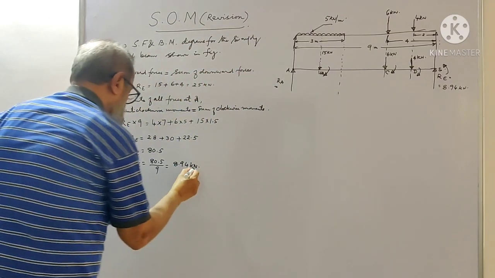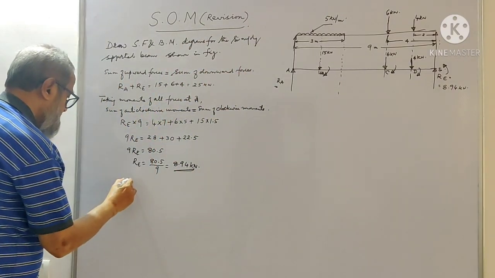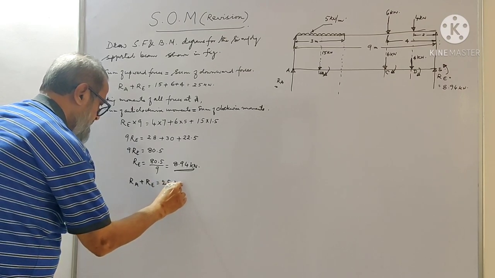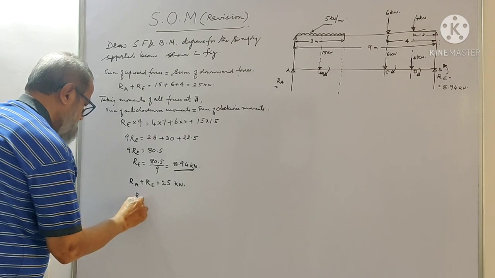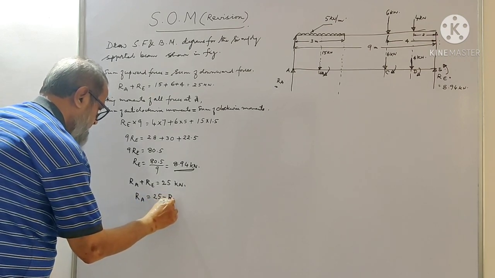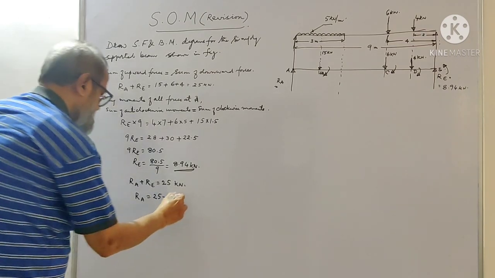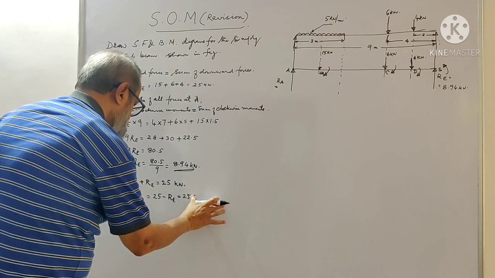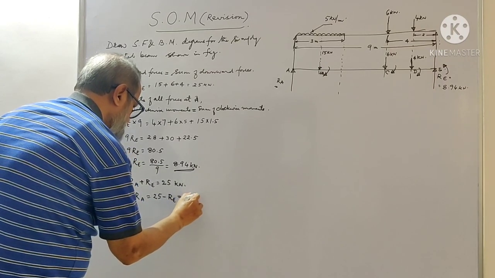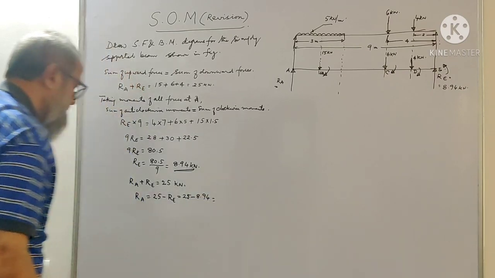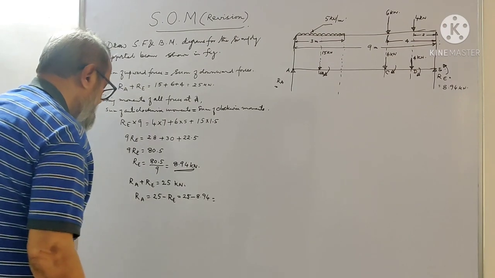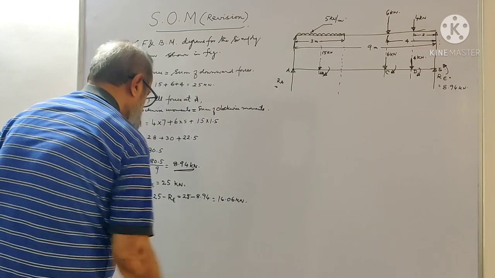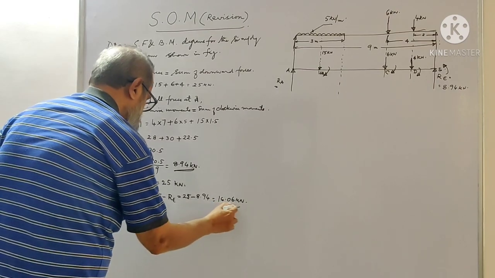Now I got one of the supports, one of the reactions. To get the other reaction, I have this relationship: Ra plus Re is equal to 25 kilonewton. So Ra will be equal to 25 minus Re, that is 25 minus 8.94. So that will be 16.06 kilonewton.